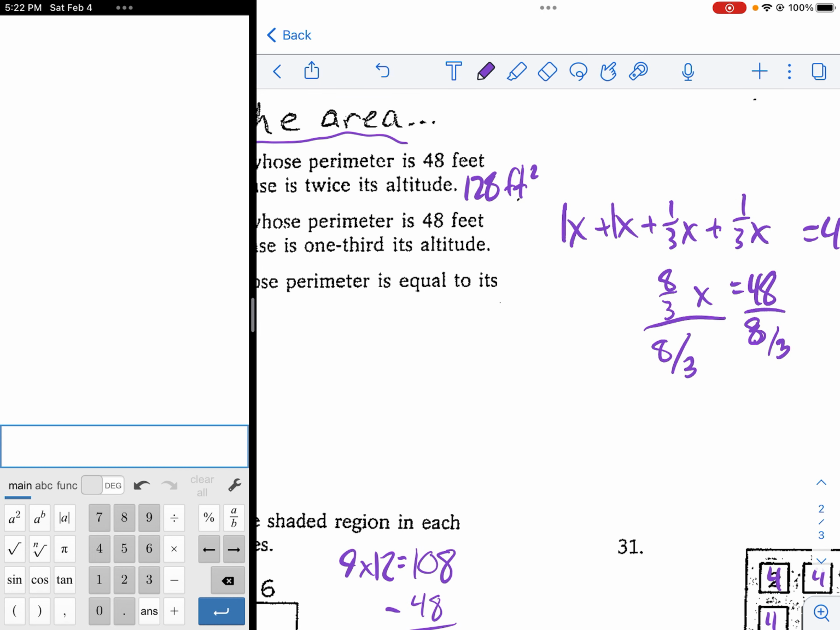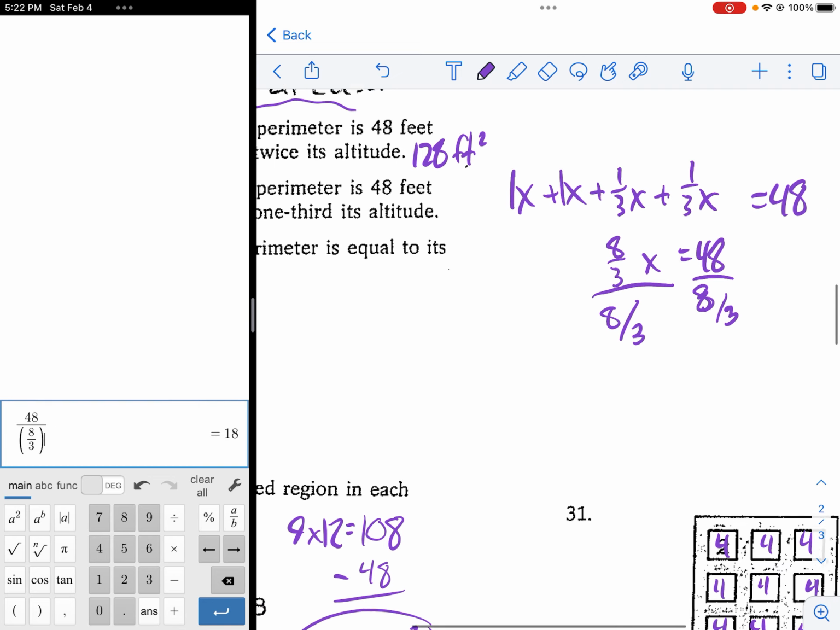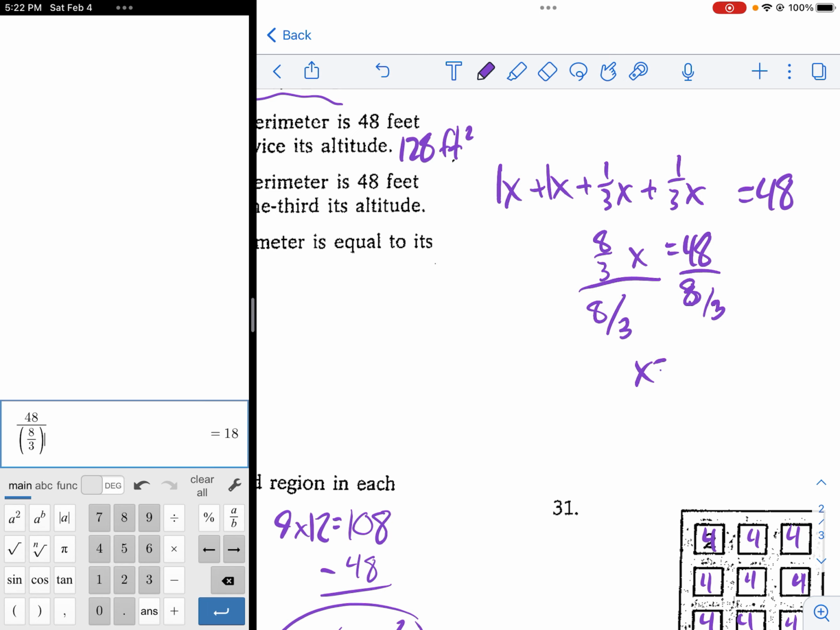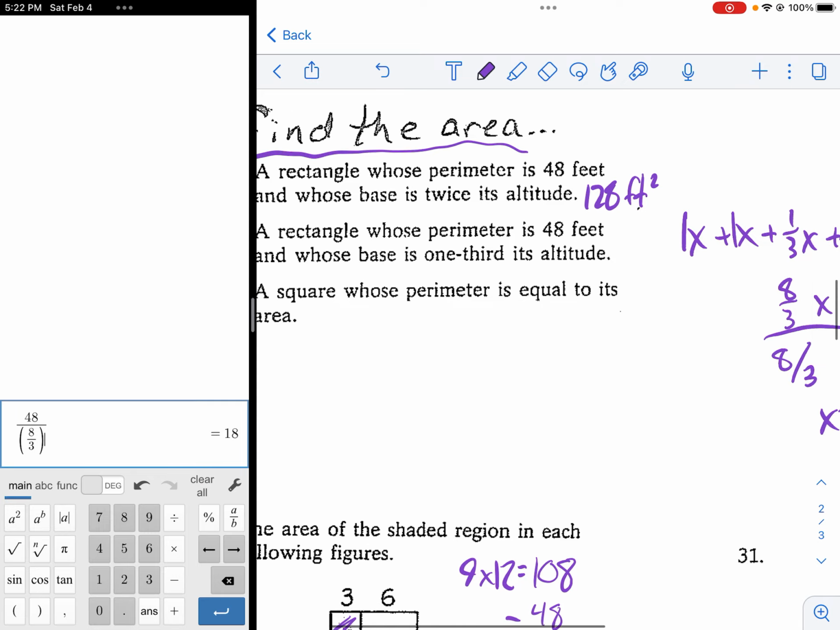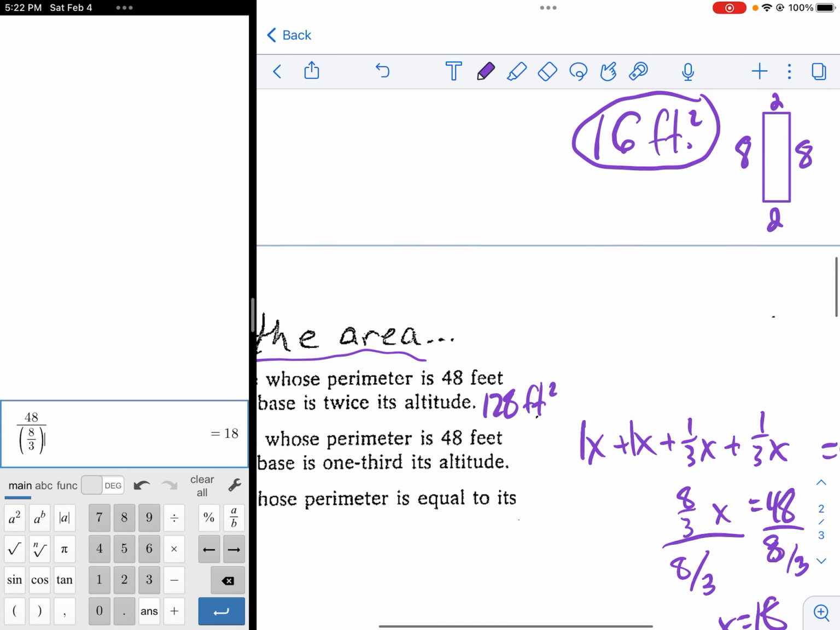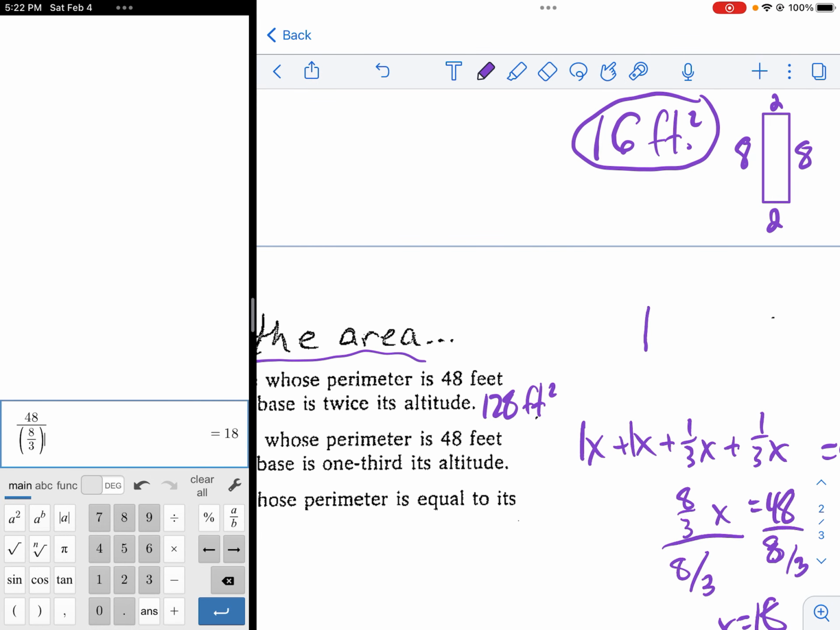So 48 divided by 8/3. Yeah, it gives me 18, so x is equal to 18 here. We said x was our what? x was our altitude, right? So if we have a rectangle, it's going to be real tall. So our altitude was 18.